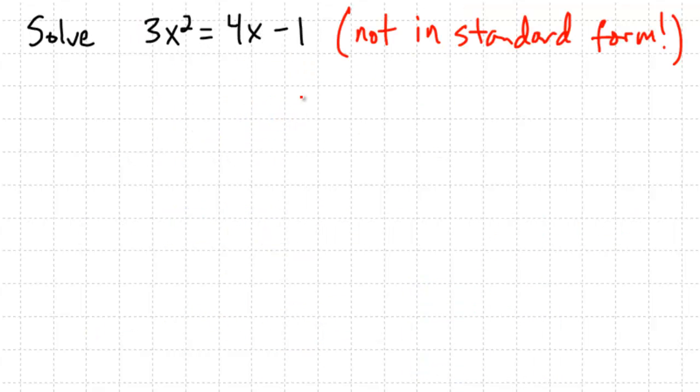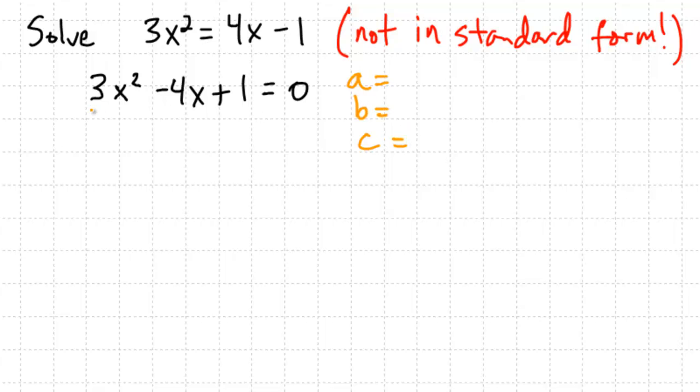Since this equation is not in standard form, I'm going to do a little bit of manipulation to get it into standard form. I'm essentially going to take the 4x and the minus 1 and move them over to the left side. So in solving 3x squared equals 4x minus 1, I'm actually going to solve 3x squared minus 4x plus 1 equals 0. And from this, I'm going to read off what's A, what's B, what's C.